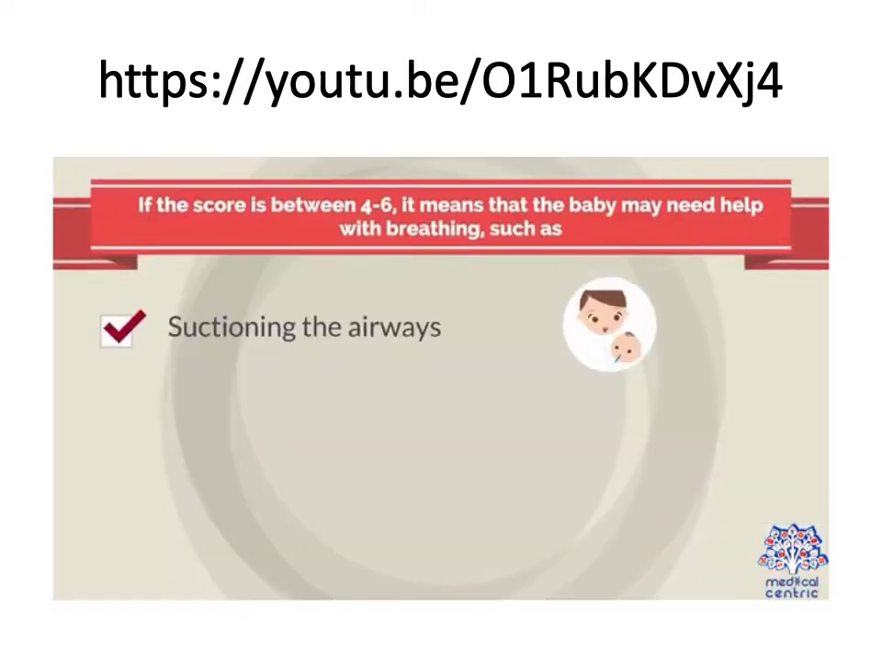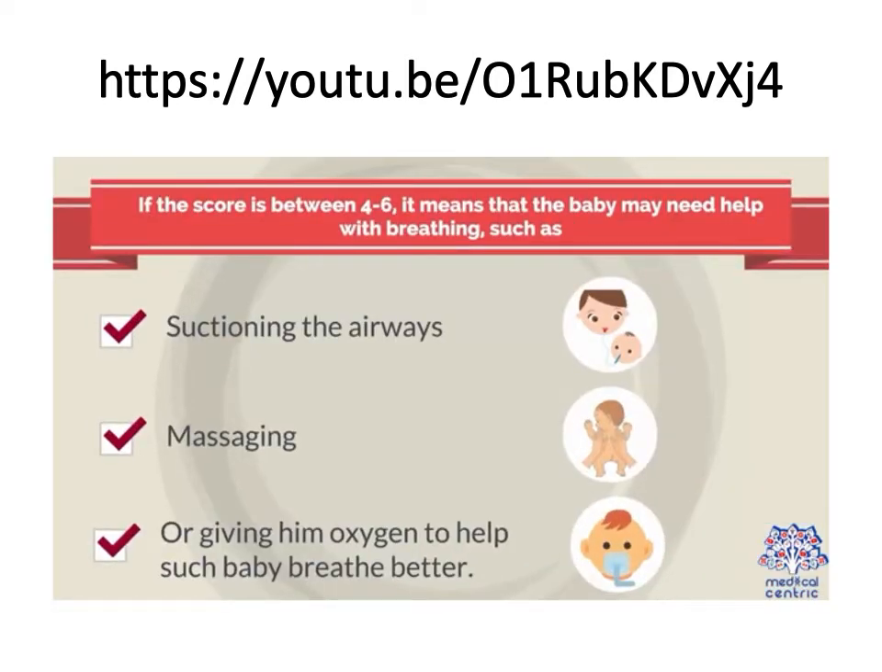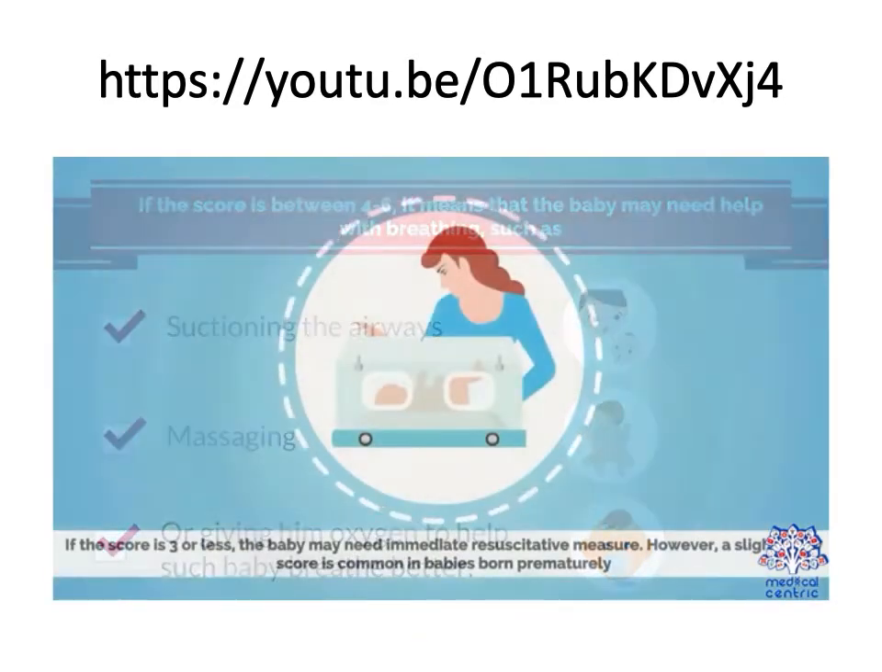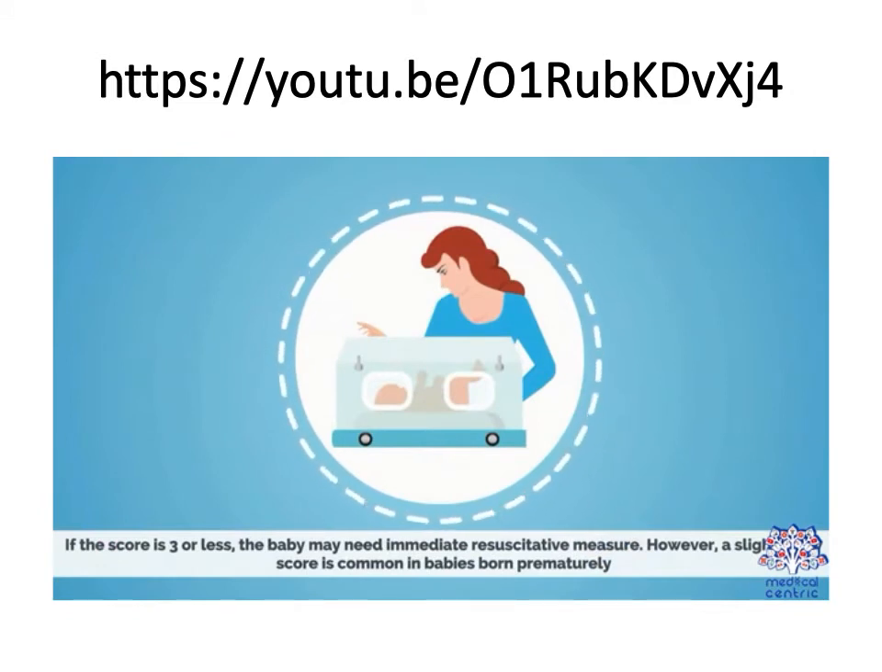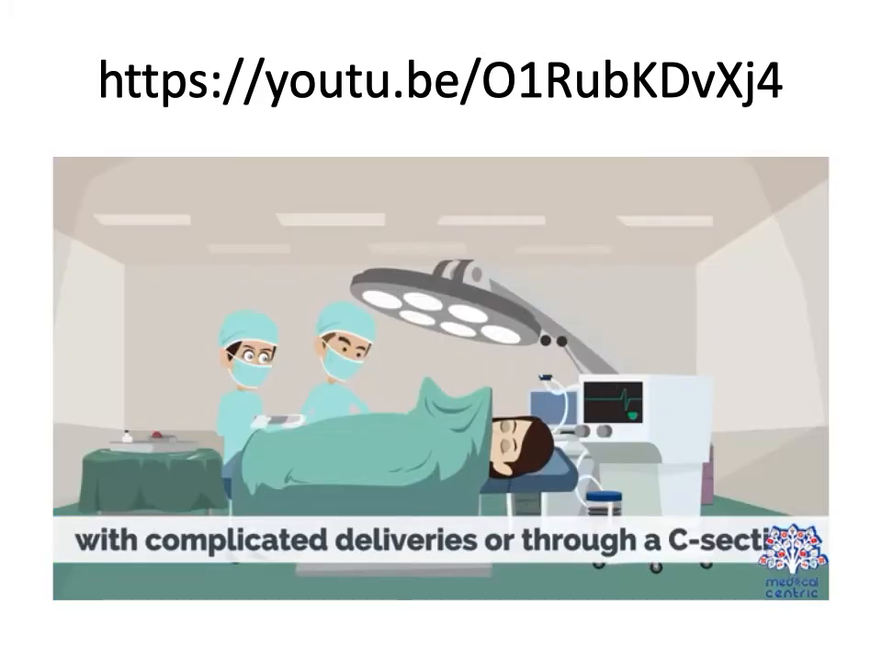If the score is between 4 and 6, it means that the baby may need help with breathing, such as suctioning the airways, massaging, or giving oxygen to help the baby breathe better. If the score is 3 or less, the baby may need immediate resuscitative measures. However, a slightly low score is common in babies born prematurely, with complicated deliveries, or through a C-section.